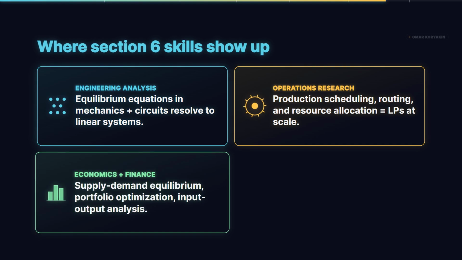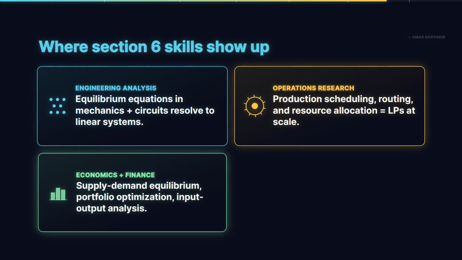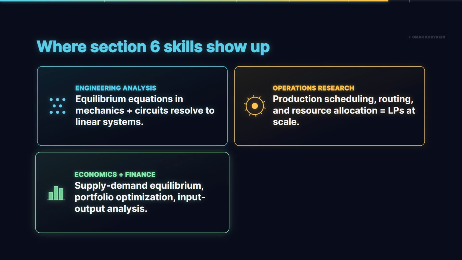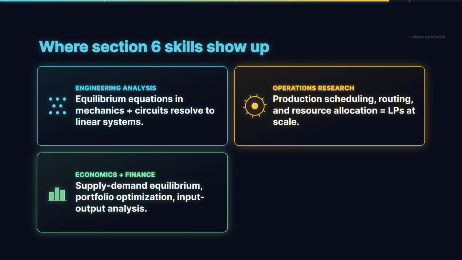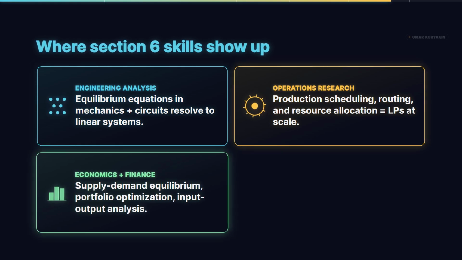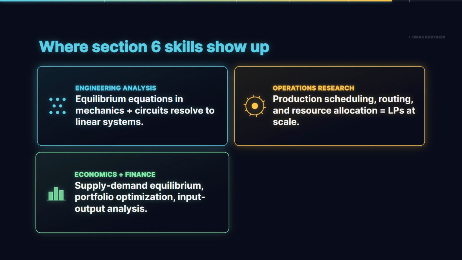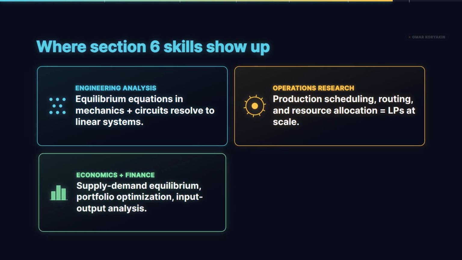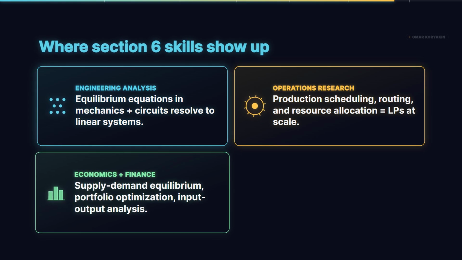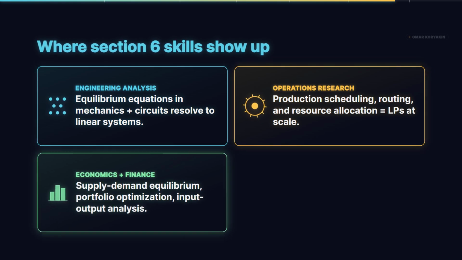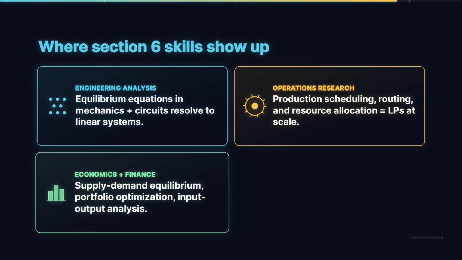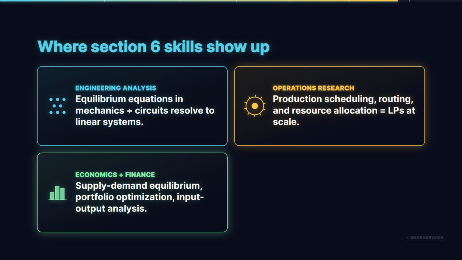In economics and finance, supply and demand equilibrium reduces to a 2-equation linear system between buyers and sellers. Portfolio optimization with risk and return constraints reduces to a constrained optimization problem of the same shape as linear programming. Input-output analysis in macroeconomics, the Leontief model that won a Nobel Prize, is fundamentally a large linear system with hundreds of variables. Section 6 is the algebraic gateway to all of these economic models.